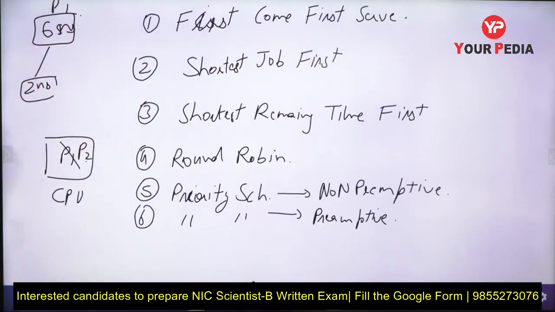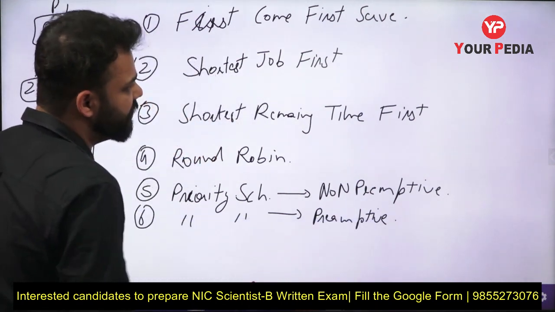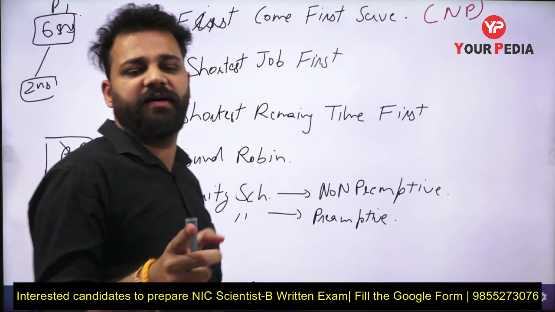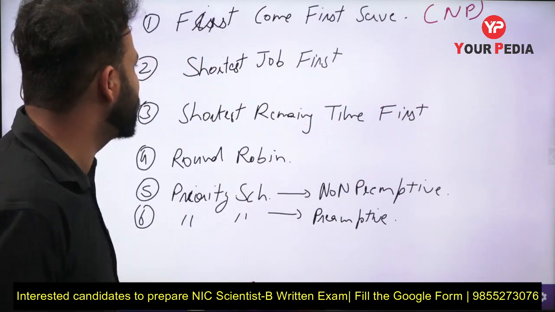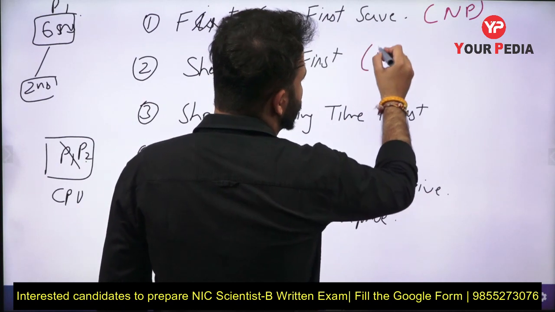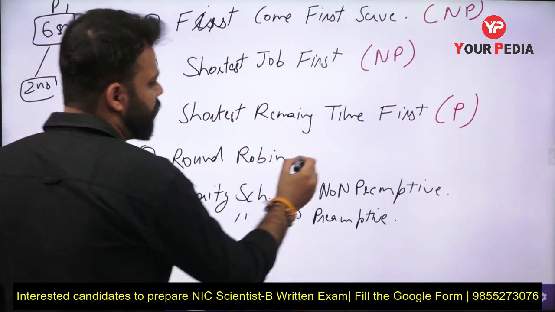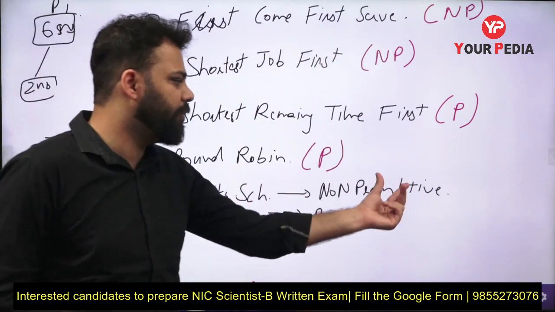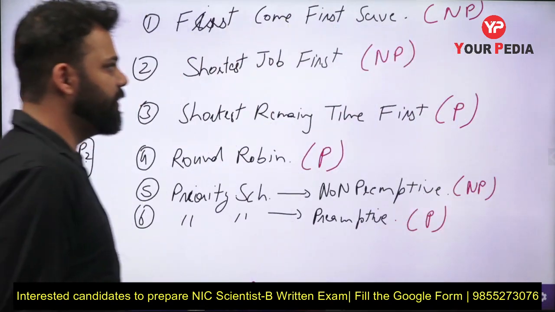So these are some of the algorithms, and if you divide them on the basis of preemption, first come first serve is non-preemptive. If a job enters the CPU and starts executing, it will complete its execution, then it will leave the system. After that, shortest job first is non-preemptive, shortest remaining time is preemptive. Round robin is also preemptive. Priority scheduling has two types, non-preemptive and preemptive.